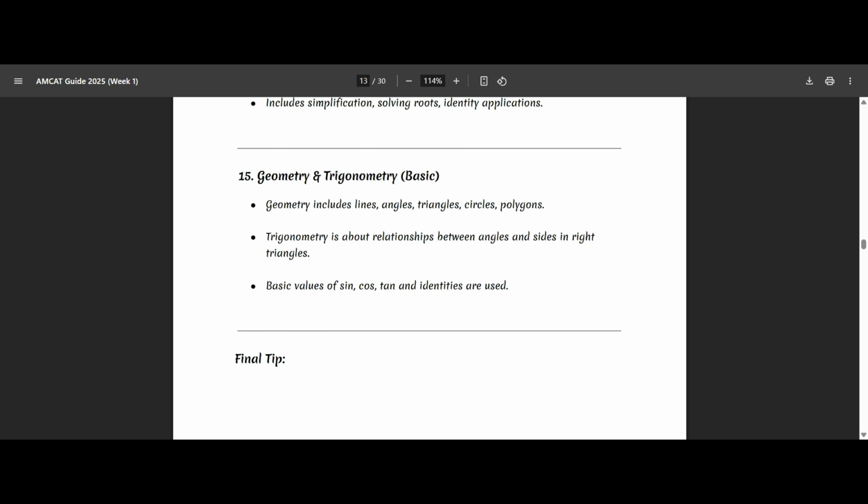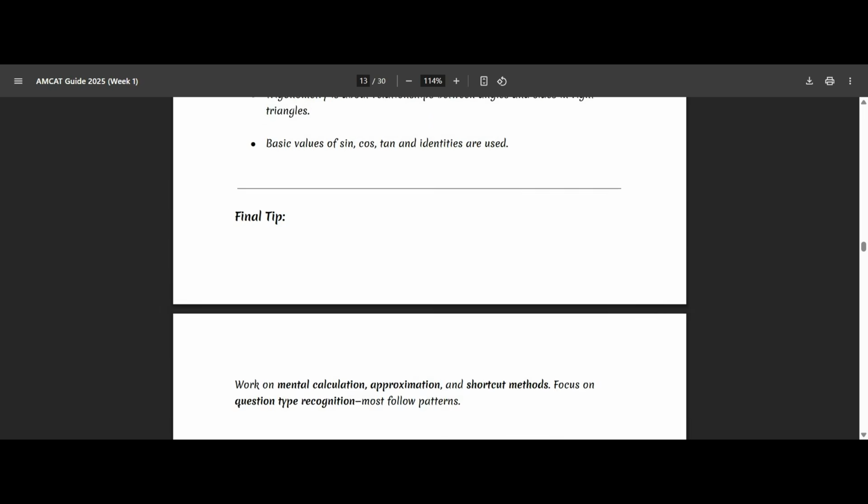And finally, basic geometry and trigonometry. Geometry includes lines, angles, triangles, circles, and polygons. Trigonometry is all about relationships between angles and sides in right triangles, and the basic values of sine, cos, tan, and identities are used.